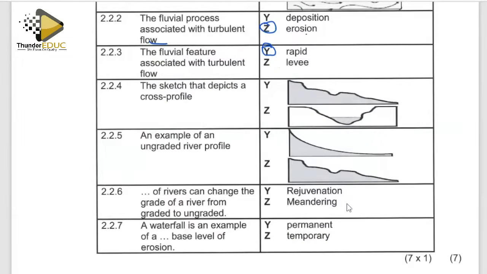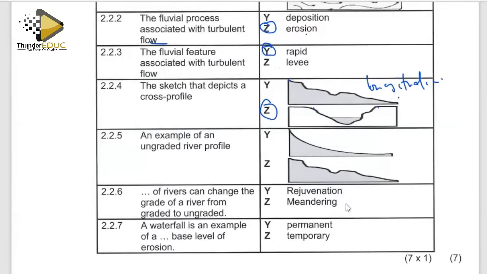The sketch that depicts a cross profile. Cross profile is a view of the river from one bank to another. So this one here is from the source to the mouth. This is the longitudinal profile. So the cross is Z. It's showing from one bank to the other bank of the river.